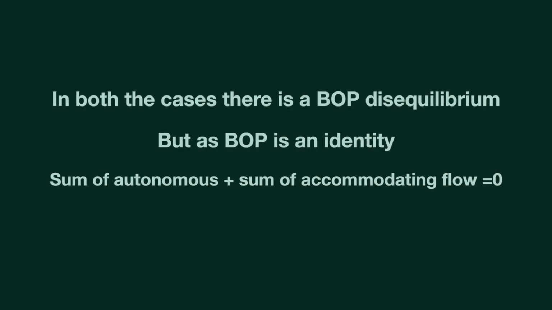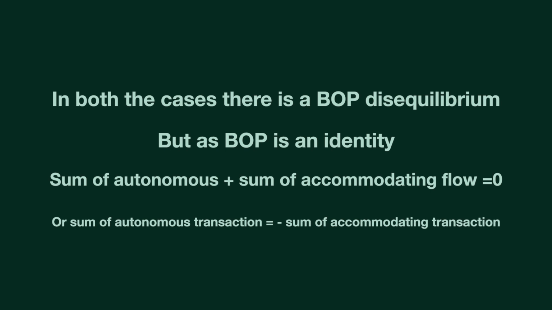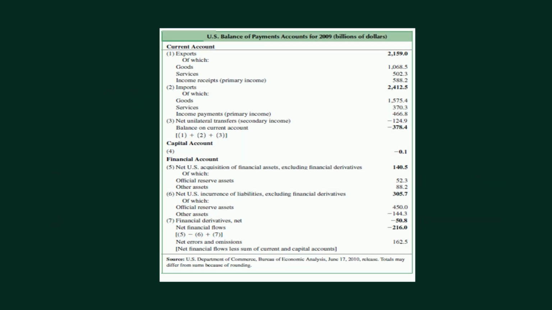However, if the autonomous transaction account shows a deficit, the country borrows or there is an accommodating inflow that is done to maintain the balance of payment equilibrium in case of disequilibrium. Thus, the sum of autonomous transactions and accommodating transactions is equal to 0, or the sum of autonomous transactions is equal to the negative of the sum of accommodating transactions. This is a sample example of a balance of payment of the USA, and we can see how the accounts have been distributed in the form of the current account, the capital account, the financial account, and the net errors and omissions, which we talked about a while ago.